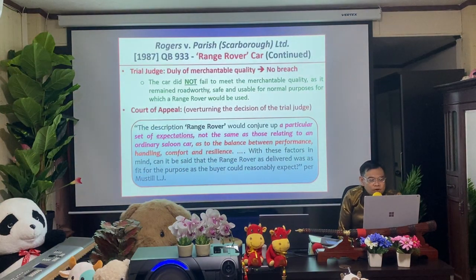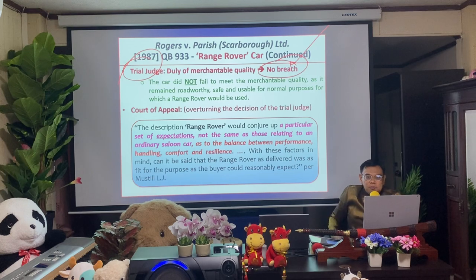The thing is that when this case was decided by the court of first instance, we can just call this court the trial court, the trial court considered that there was no breach by the seller simply because this car could still be used for driving from place to place, so that it was fit. It was perfectly fit for its ordinary purposes. Remember, the ordinary purpose for the use of this car is to drive it from place to place. And when the car could be driven from place to place, we can still see that this car was duly fit for its ordinary purposes. This is the judgment by the trial court.